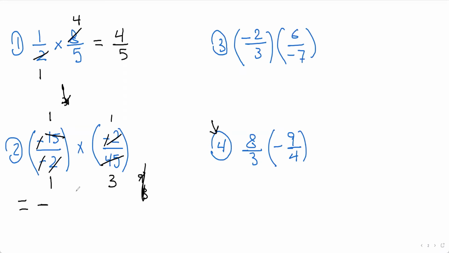Now at this stage, you cannot reduce anymore. You multiply the tops together, which is 1, and you multiply the bottoms together. 1 times 3 is 3.